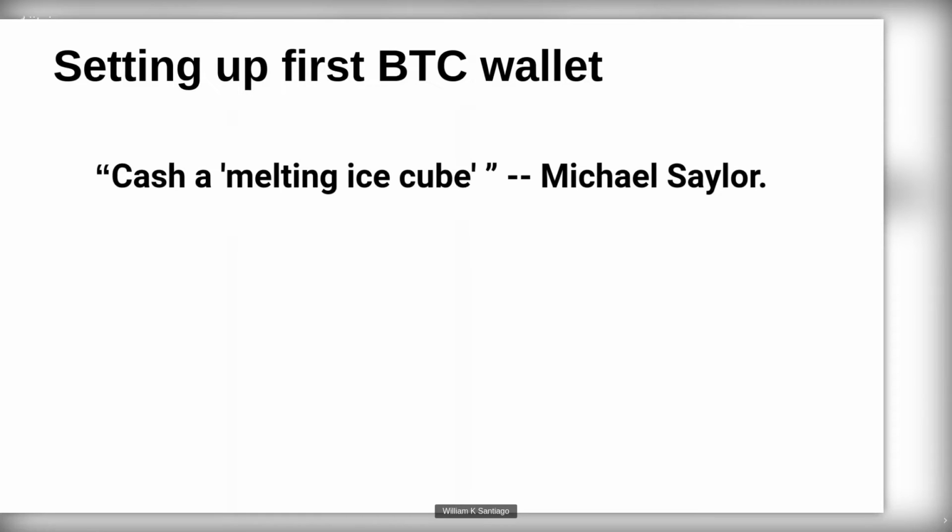So, setting up the first Bitcoin wallet. Michael Saylor has famously said, "Cash is a melting ice cube." What he's saying is, set up your Bitcoin wallet, put some Bitcoins in it, and just wait for it. Because if you keep that money in the legacy world, in fiat currency, inflation will melt it away. That's basically what he's saying. So this is the move into Bitcoin.